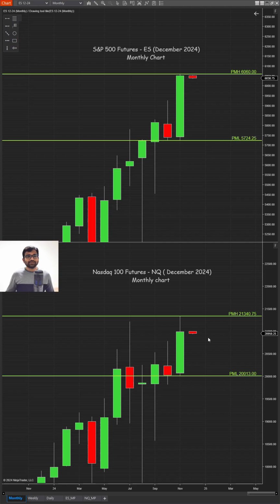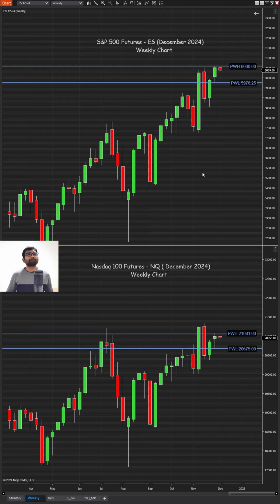In a similar fashion, in the Nasdaq 100 futures, these are the two main monthly levels to look out for. As long as price is in between these two levels, it will be choppy or sideways price action. Above prior month's high it would be bullish, and below prior month's low it would be bearish.